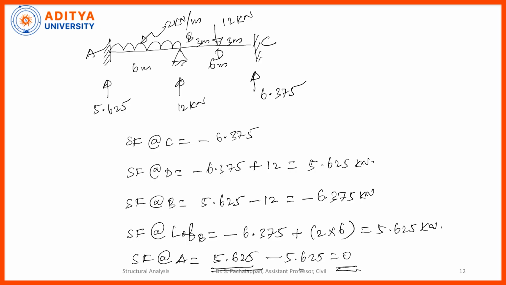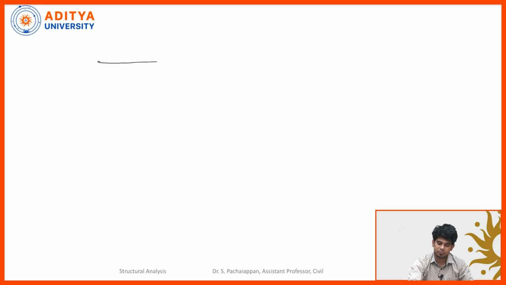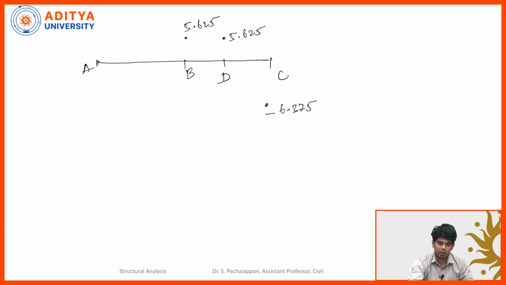By using these values, I am going to draw the shear force diagram here. So mark the supports, this is A and this is B and C and this is D. At point C we are having minus of 6.375 kilonewton. At D we have 5.625. At B also we have 5.625. At B we have another point which is minus of 6.375. At A we have 5.625. So all these values we just calculated.